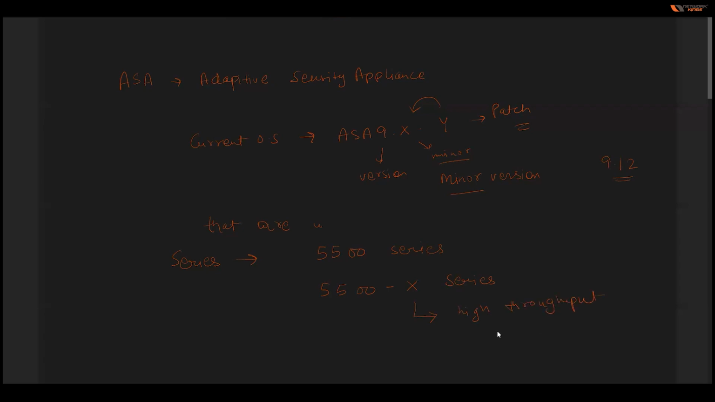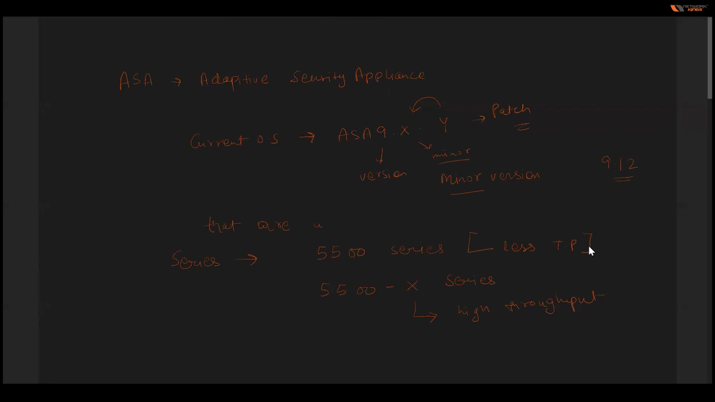Okay, so in the 5500 series, we have less throughput. Because of the throughput, many customers were facing issues. In this series, the firewall has fewer connections per second, and they have less throughput. Because of that, Cisco introduced another series, the 5500X. In this series, we have high throughput and a higher number of connections per second.